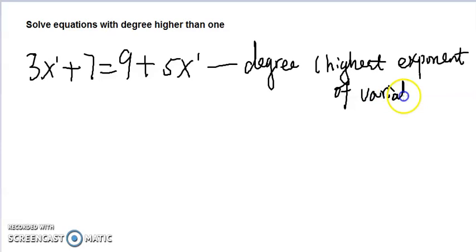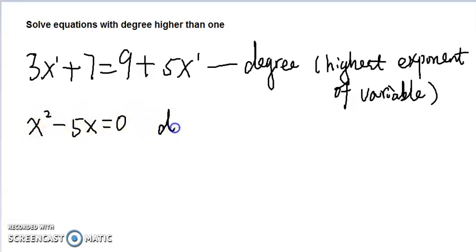But what if we have something like x squared or x cubed and so on? For example, we may have an equation like x squared minus 5x equals 0. In this equation, we have x to the first and x to the second. So the degree is going to be equal to 2 in this case, because that's the highest exponent we have of the variable.